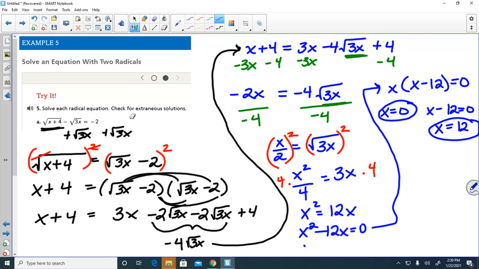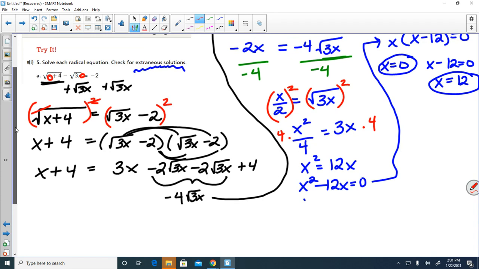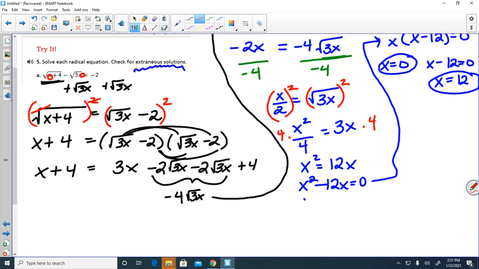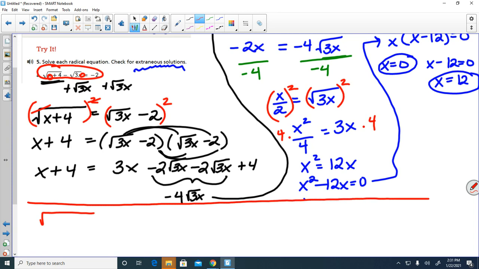However, it does say check for extraneous solutions. So I'm going to substitute in 0 first and see if I get a true statement. I'll just scroll down, I got more space down at the bottom. So if I put 0 into the original equation here, that would be the square root of 0 plus 4 minus the square root of 3 times 0.